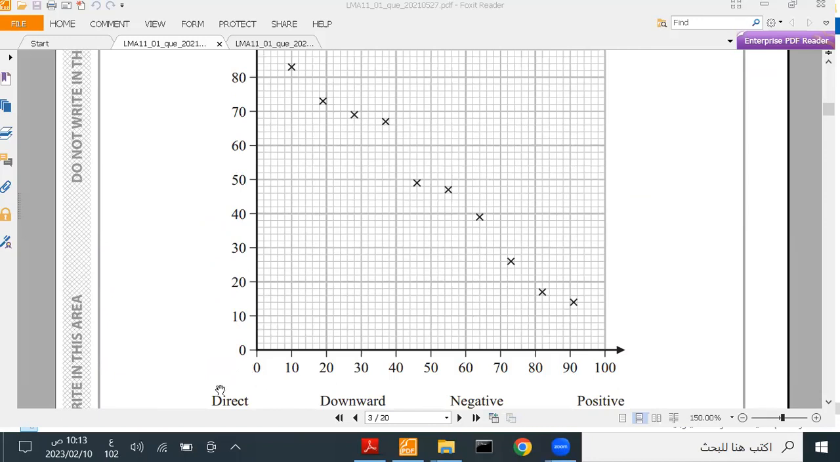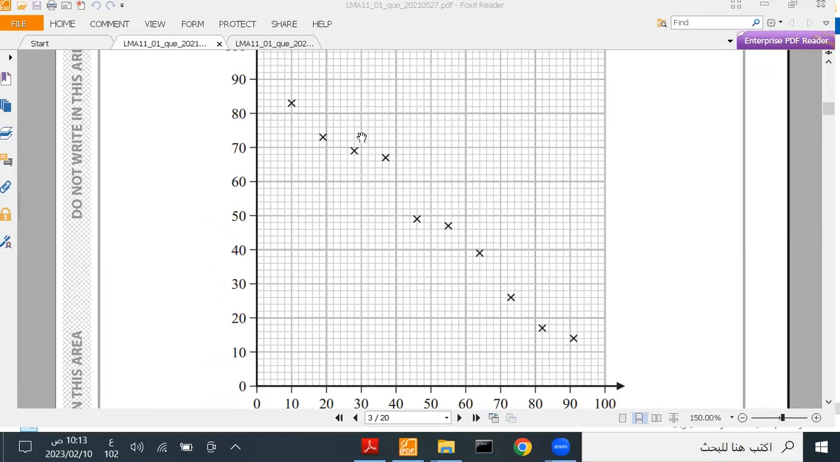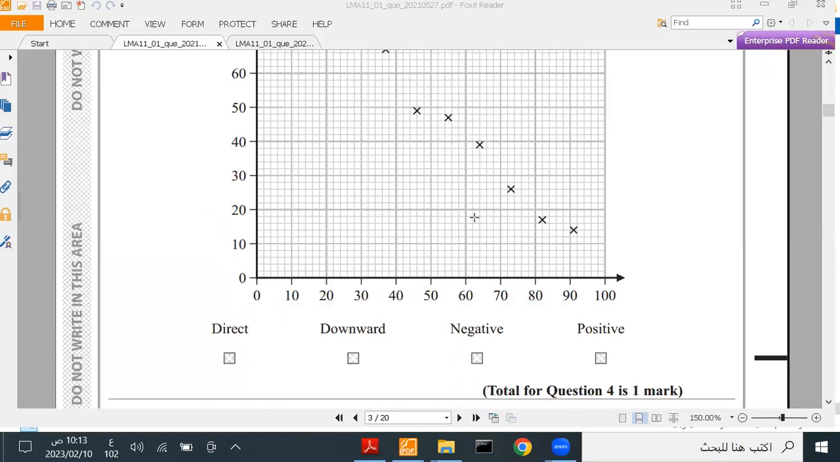How do you know? You always start from the 0 and you go up on the x-axis or the horizontal one and see what happens. Go up, it is called positive correlation. Good. If it goes like this, it's positive correlation. If it's like this, it's negative. So this one is a negative correlation. Good job. Now let's move on to the next one.